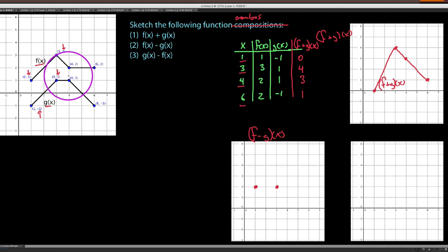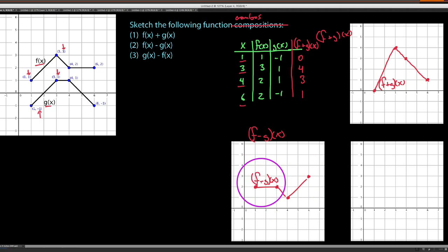At the x value 4 here, f of 4 is 2 and g of 4 is 1. So f of 4 minus g of 4 is really the difference in these y values, 2 minus 1. So 2 minus 1 is 1. And then at the x value 6 here, we take our y value for f minus the y value for g, and we get 2 minus a negative 1, which is 2 plus 1. We actually get 3, so 6, 3. So the graph of this relation here would be the graph of f minus g of x.